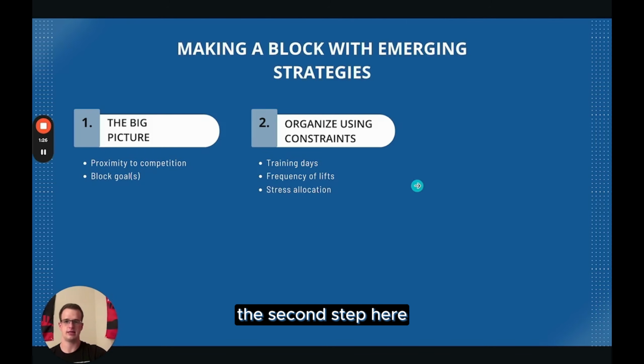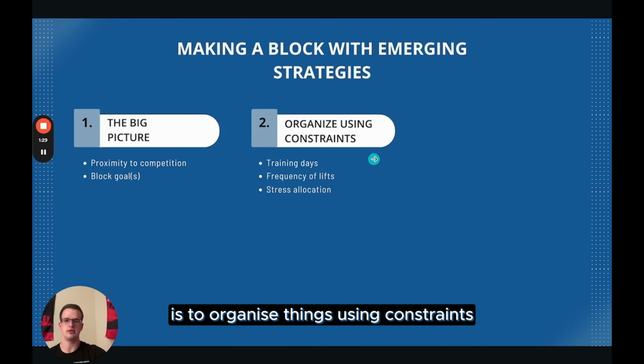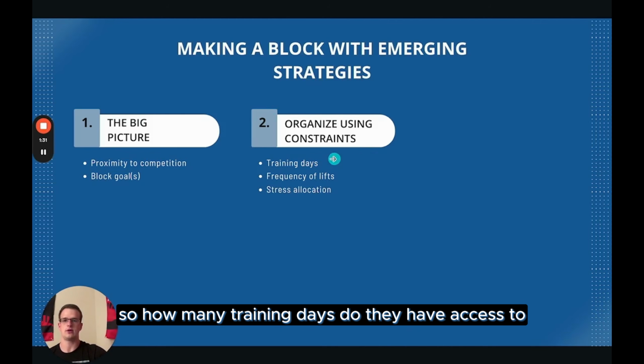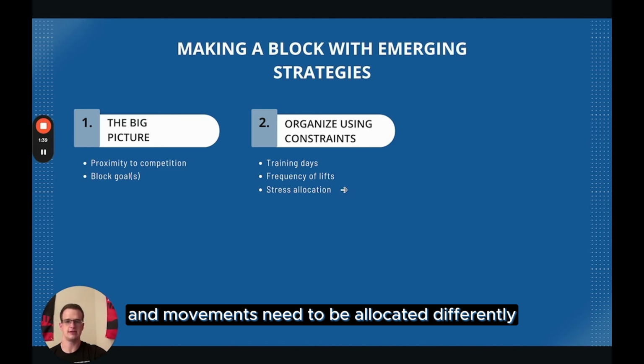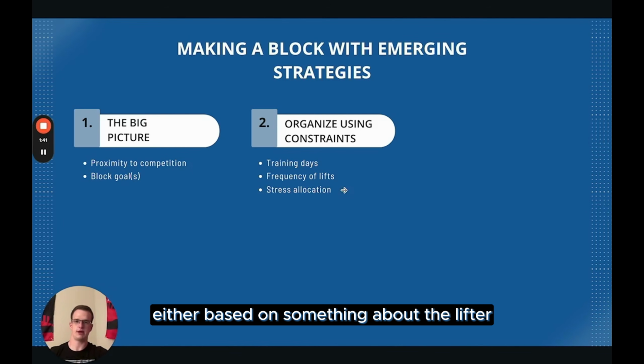The second step here is to organize things using constraints. So how many training days do they have access to? What's the frequency of the lifts that we need to meet? And then do these lifts and movements need to be allocated differently, either based on something about the lifter or how difficult it is to recover from, or based on time or some other limitation?